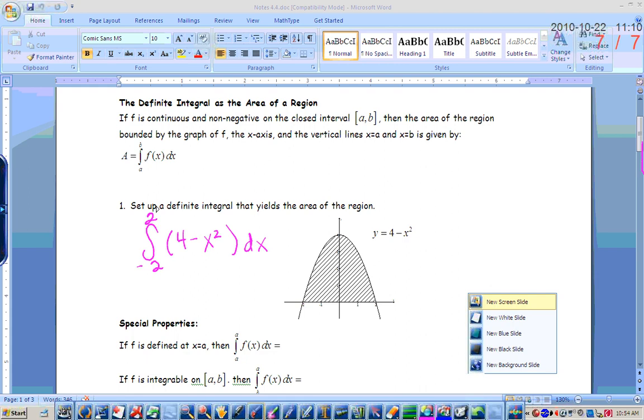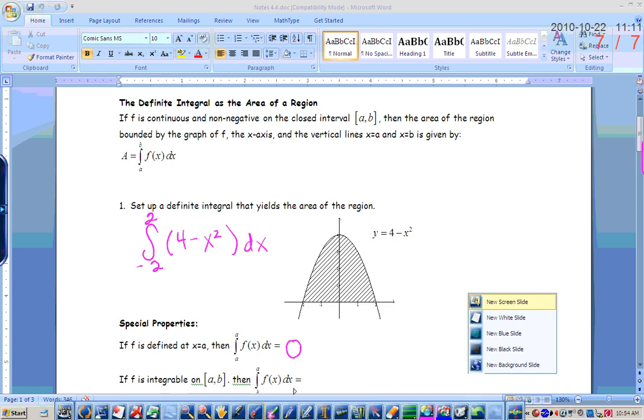All right, there are a couple of special properties. If f is defined at x equal a, then the integral from a to a of f of x would equal what? 0. Good. Why? If you just integrate from, say, x equal 1 to 1, then you're just finding the area under that curve between x equals 1 and x equals 1. There's no width to that rectangle. So good, the area would be 0.